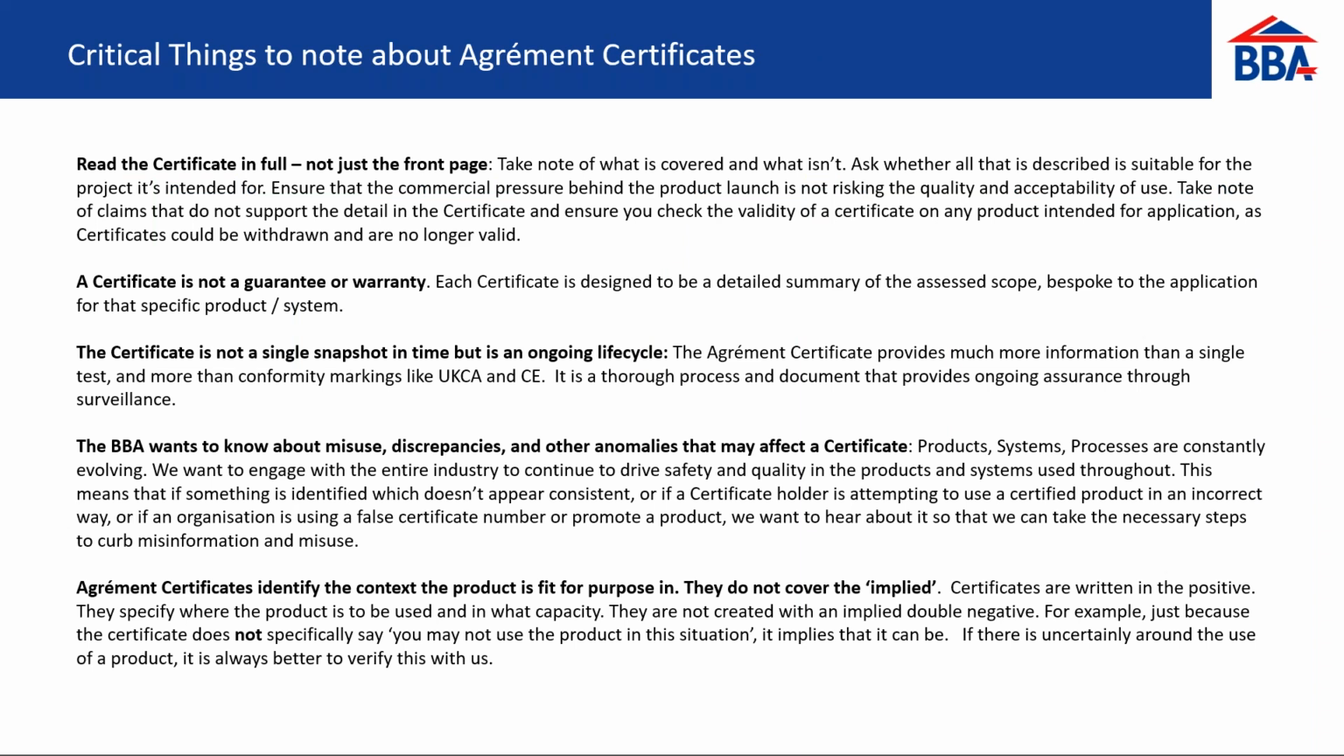So what critical things do we need to note about the agreement certificates? We need to make sure that we read the certificate in full and not just the front page. Take note of what is actually covered and what isn't, and ask whether all that is described in the certificate is suitable for the project that it is intended to go in. Ensure also that the commercial pressure behind the product launch is not actually risking the quality and acceptability of use.